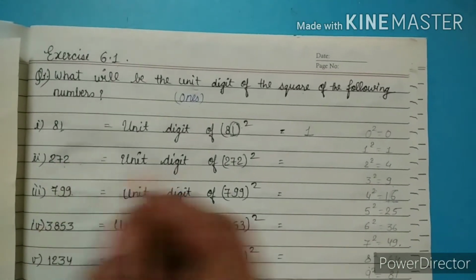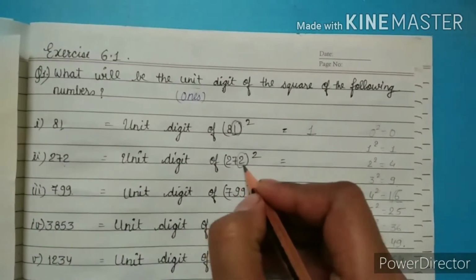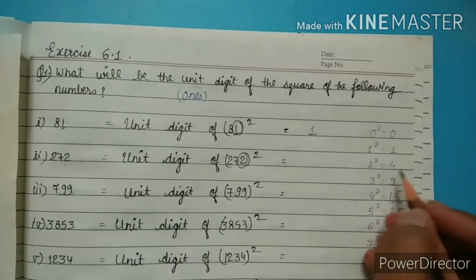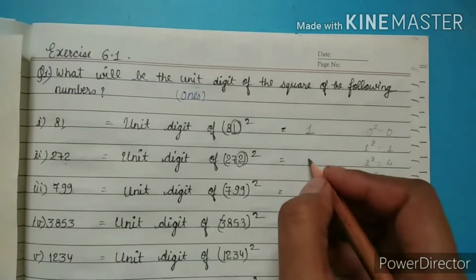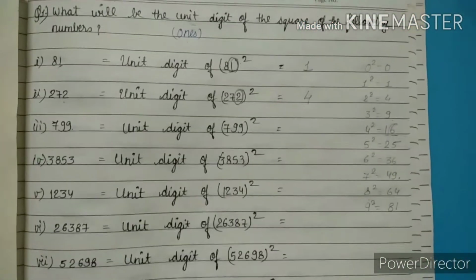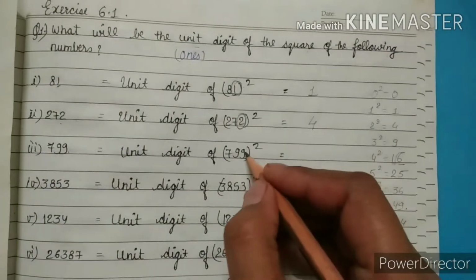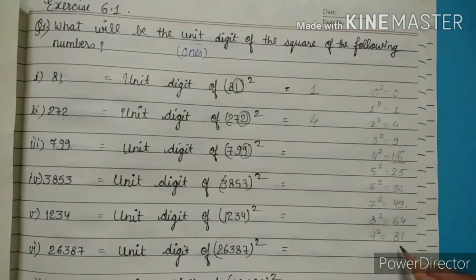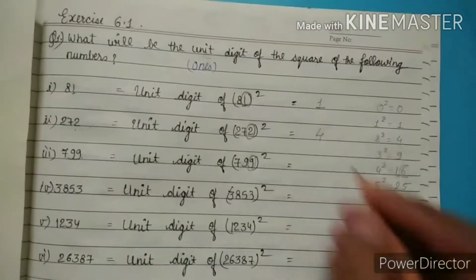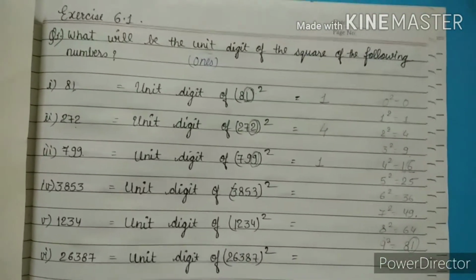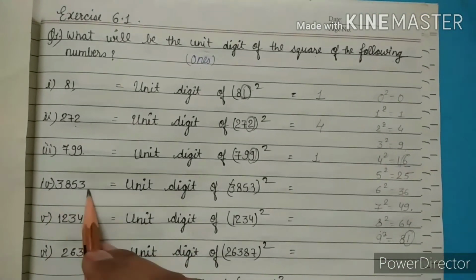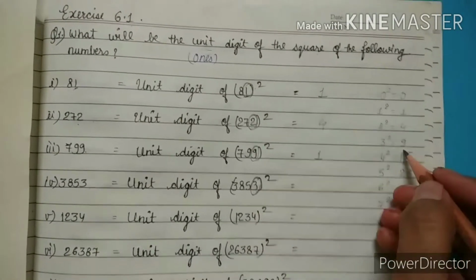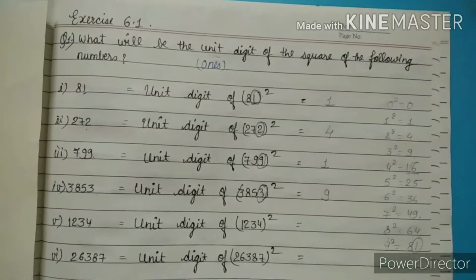Next is 272. In 272 the unit digit is 2. When we take 2 square it is 4, and 4 is the unit digit. So we will take 4 here. Now third is 799, so we have to see 9 square. 9 square is 81, but the unit digit is only 1, so we write 1 here. Fourth, 3853. In 3853, 3 is the unit digit. So 3 square is 9, so 9 will come here.